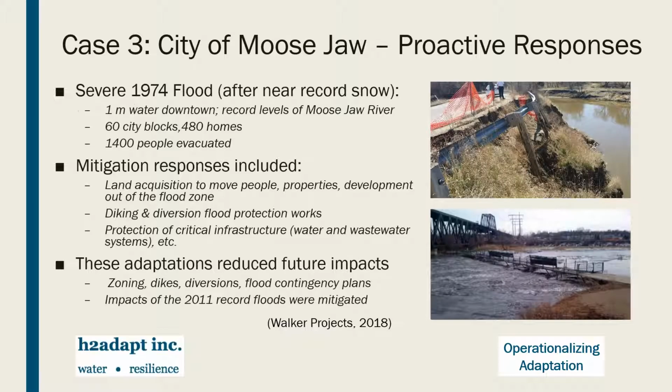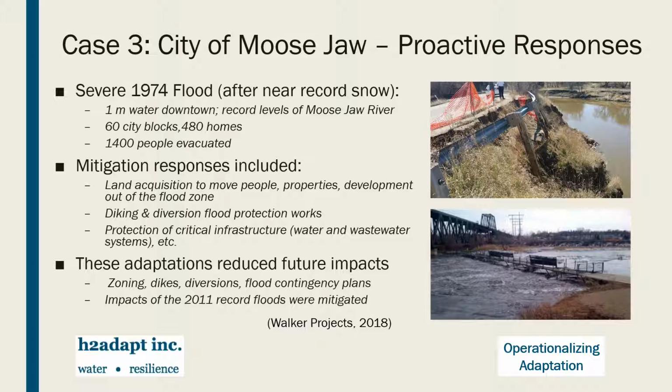Case 3, the city of Moose Jaw, indicates how proactive measures benefited the city. In 1974, Moose Jaw had record water levels with 1 meter of water inundating downtown, flooding 60 blocks, 480 homes, and requiring the evacuation of 1,400 people.